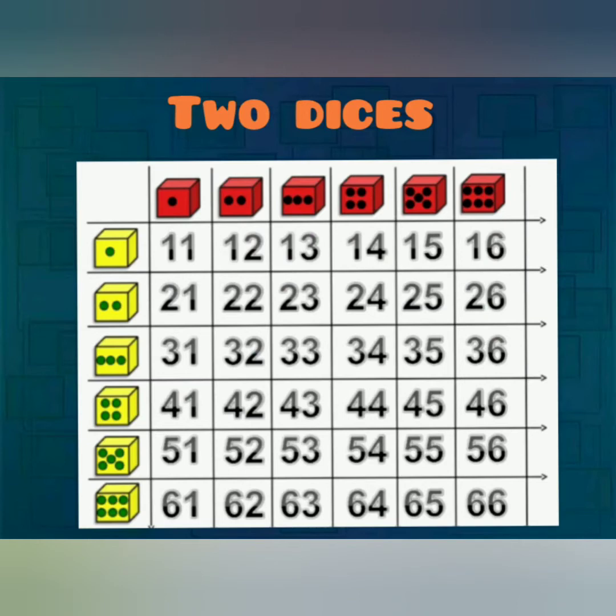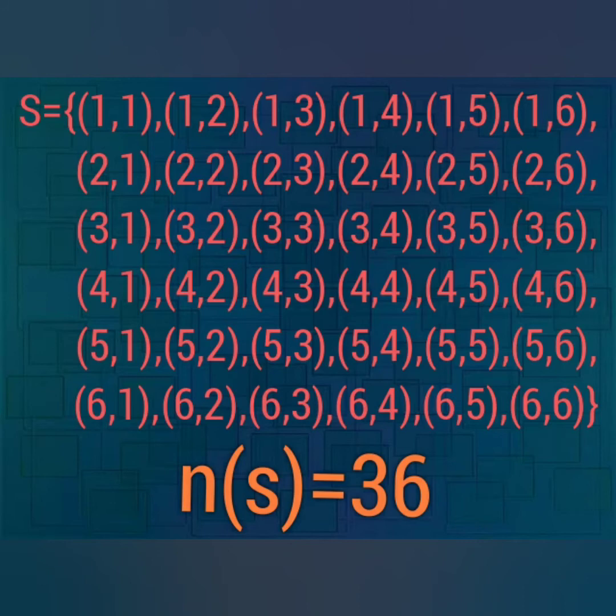Next, when we throw two dice together, we will get the sample space like this: S = {(1,1), (1,2), (1,3), (1,4), (1,5), (1,6), (2,1), (2,2), (2,3), (2,4)} like this. You have to write till (6,6). These are the possible outcomes when we throw two dice.